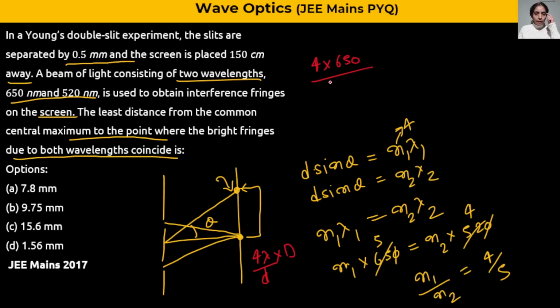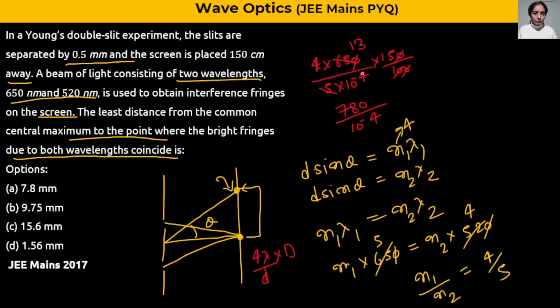Small d is how much? That is 0.5 millimeters. So 5 into 10 to the power minus 4. Okay. So this is this thing. And this into D, that is 150 centimeter. So this is 150 by 100. Okay. So this will get cancelled, this will get cancelled, and this is your how much? This is your 13, and this is going to be 15 into 4, 60, ठीक है, and 60 into 13, that is going to be 780, right? So 780 divided by 10 to the power minus 4. So this is going to be equal to how much?